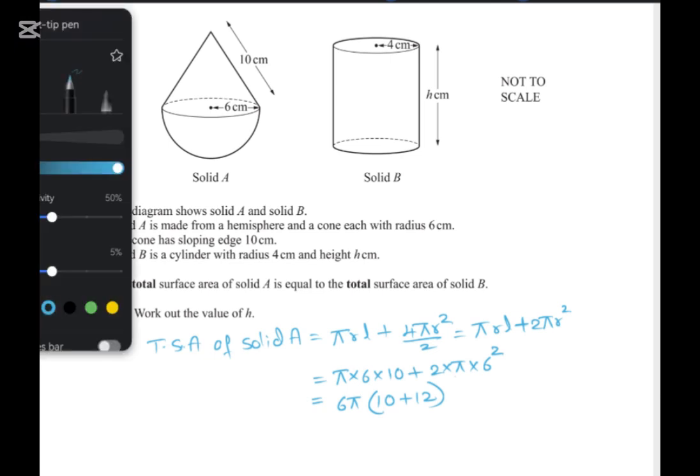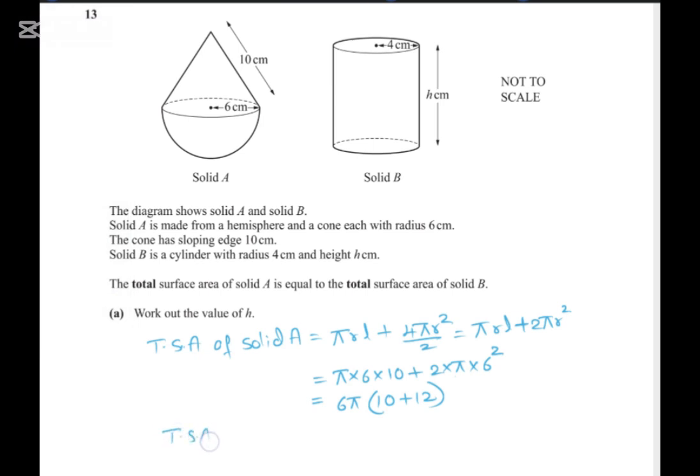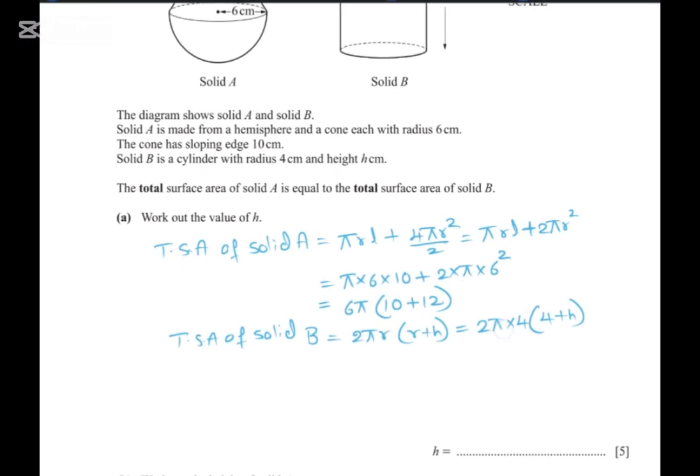Now next is the total surface area of the cylinder, that is solid B. We need to know that it is 2 pi r into r plus h, which is 2 into pi into 4 into 4 plus h. Now equate them because they are equal. So 6 pi into 10 plus 12 will be 22. You can write it here itself, 6 pi into 22.